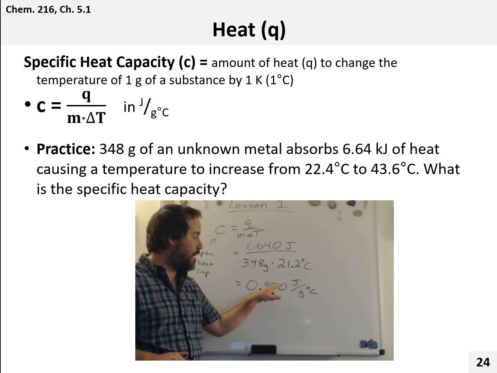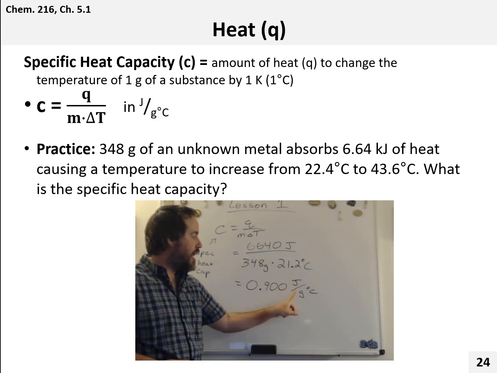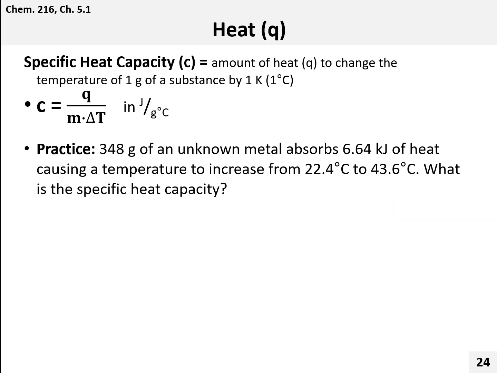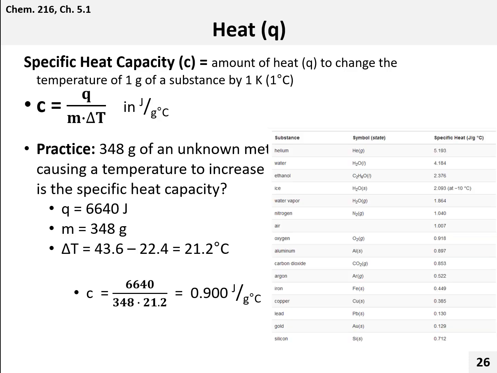This is the amount of heat required to take 1 gram of the substance and heat it up by 1 degree C. Now this is nice because once I know what this C value is, I can have a whole bunch of these specific heats for different compounds, and I can see, all right, what is this compound? Well, it looks like it's probably aluminum, because aluminum has a specific heat of 0.897 joules per gram.